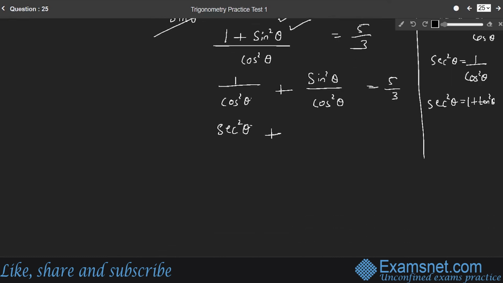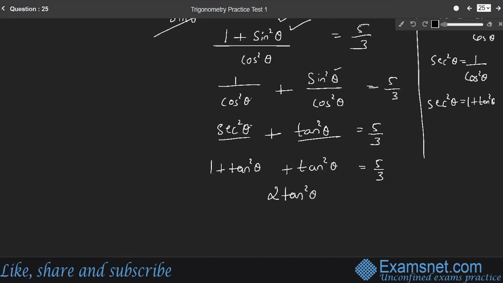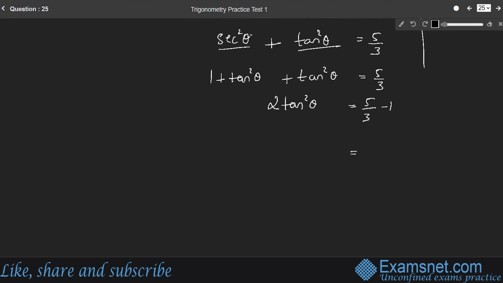So here secant square theta plus sine square theta by cos square theta, which is tan square theta, is equal to 5 by 3. So let us express secant in terms of tan, right? Secant square theta is 1 plus tan square theta plus the second term, which is tan square theta, is equal to 5 by 3. So 2 tan square theta is equal to 5 by 3 minus 1. Simplify it, you will get the answer. So 5 by 3 minus 1, so 3 is LCM. So we have 2 in the numerator. Therefore, tan square theta is equal to 2 by 3 into 2, which is 1 by 3.